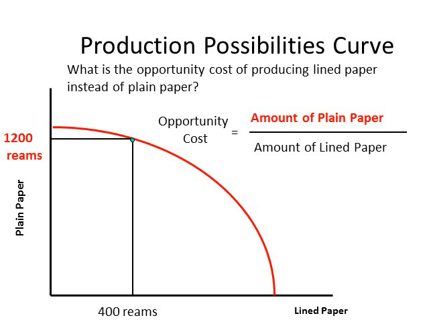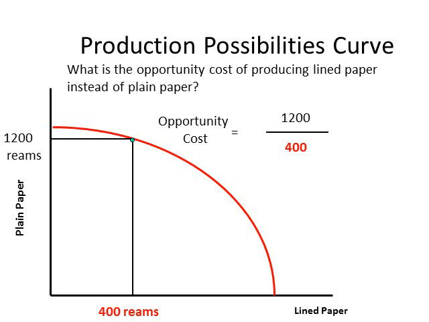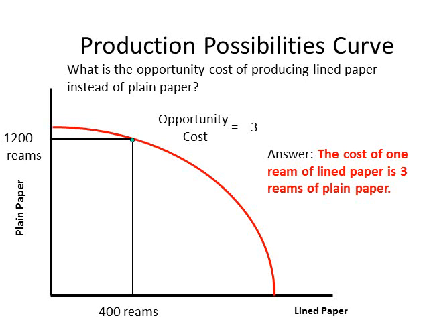Our next step is to substitute in the values. The amount of plain paper that was produced was 1200 reams, so we substitute in 1200 for plain paper in the formula. Since the amount of lined paper produced is 400 reams, we will substitute that into the formula. The next step is to divide 1200 by 400, which gives us an opportunity cost of 3. So the correct answer is the cost of 1 ream of lined paper is 3 reams of plain paper.